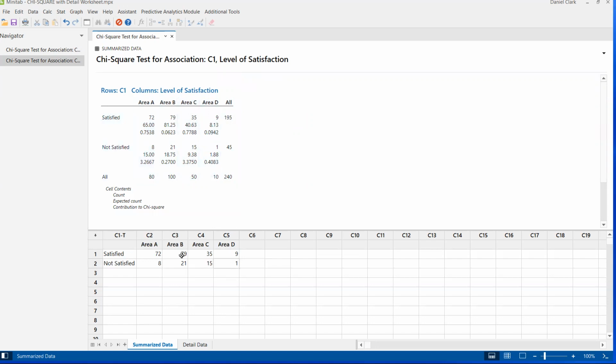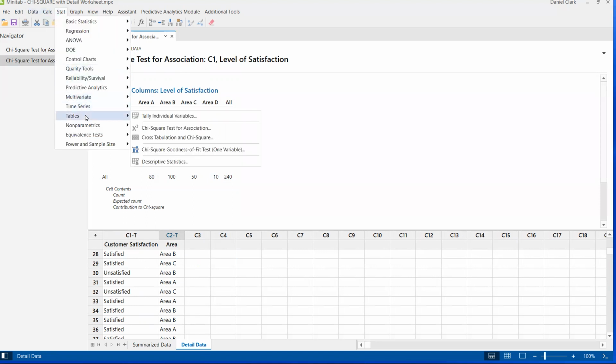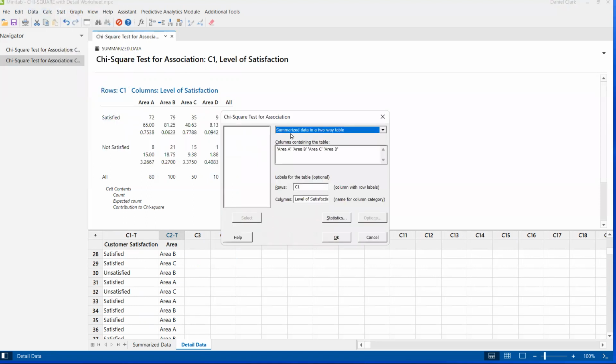Now, this is all done with the summarized data here. You click on the detailed data, you can see you've got a row for every response to the survey. The counts of those rows add up to the summarized data here. If I happen to have detailed data like this, rather than summarized data, I can still do the chi-square test for association. I just have to set it up a little bit differently. So again, I would go to Stat, Tables, Chi-Square Test for Association. Instead of choosing summarized data in a two-way table, choose raw data.